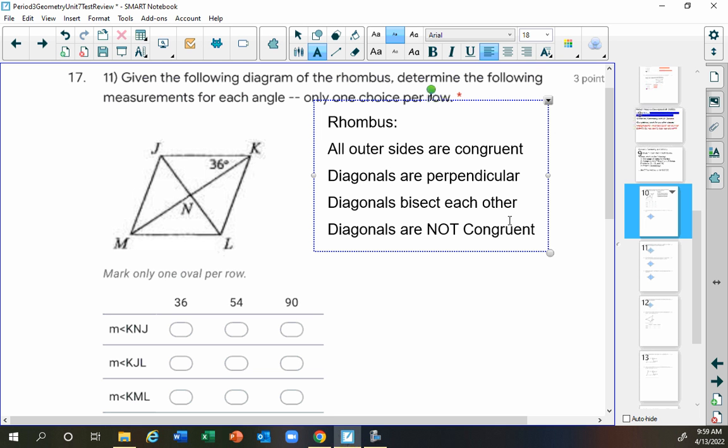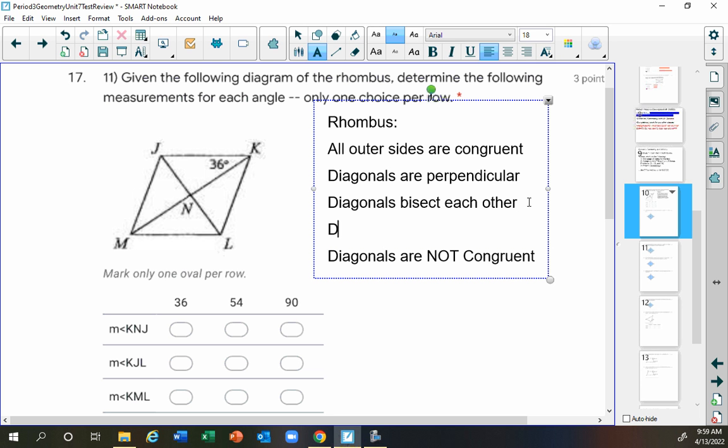Now, diagonals bisect each other. I forgot to say one other thing about the diagonals. Diagonals bisect the angles, the outer angles. And that's going to help us. Now, the other thing we need to know. All right, so first thing we need to know, well, actually, given everything we have here, this is going to make this problem very easy.